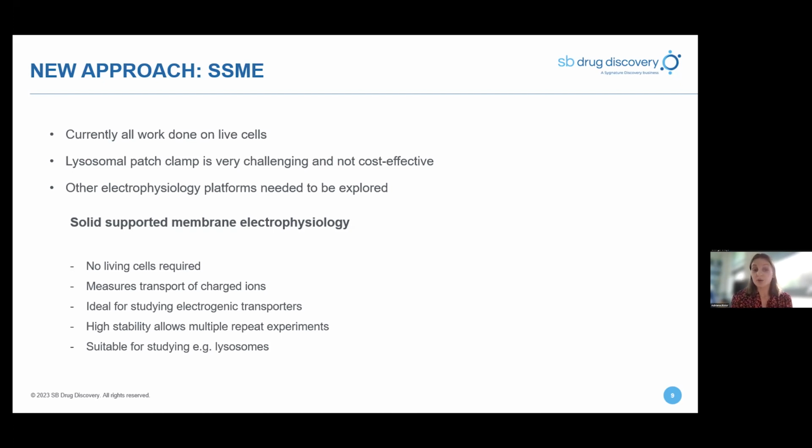SSME measures transport of charged ions, and it's ideal for studying electrogenic transporters. Its high stability of the sample allows multiple repeat experiments, as Andrea said, on SURFE2R, up to 20 measurements are reproducible and there's no loss in currents in those circumstances. And of course, it's suitable for studying lysosomes, which is what we're interested in.